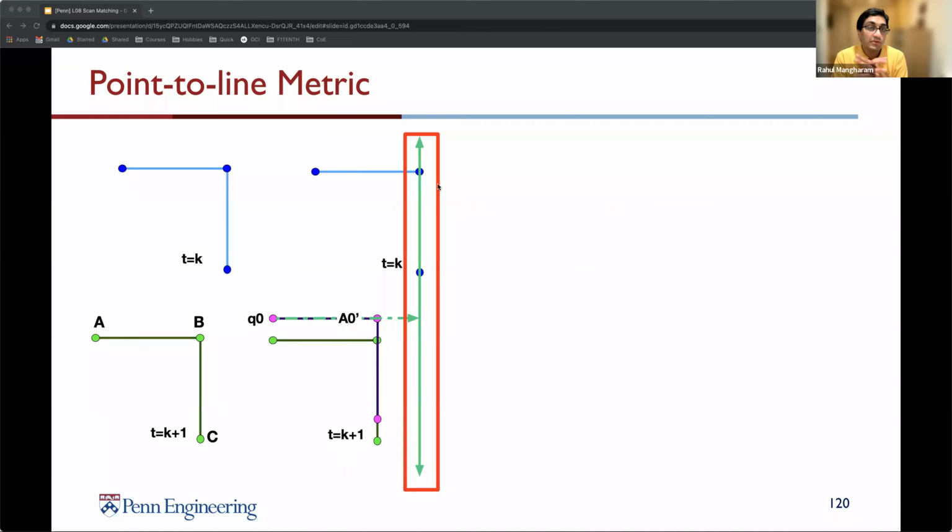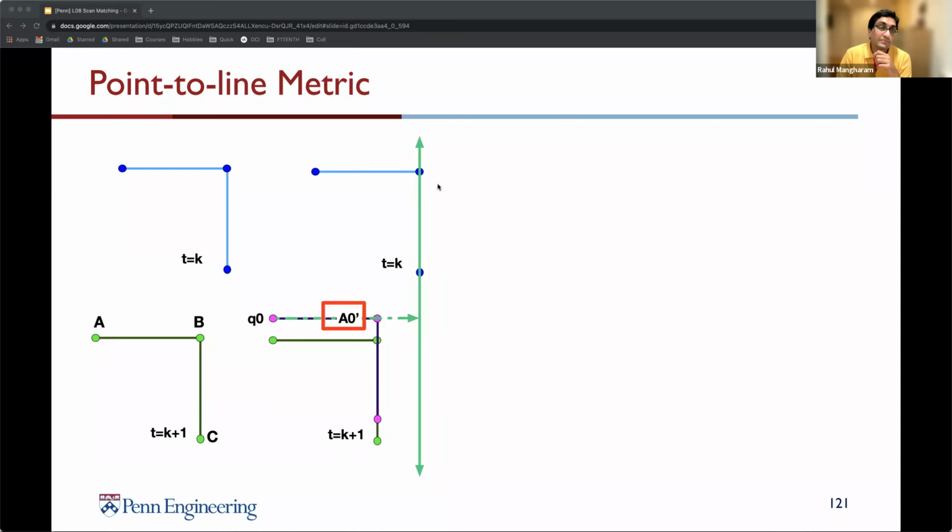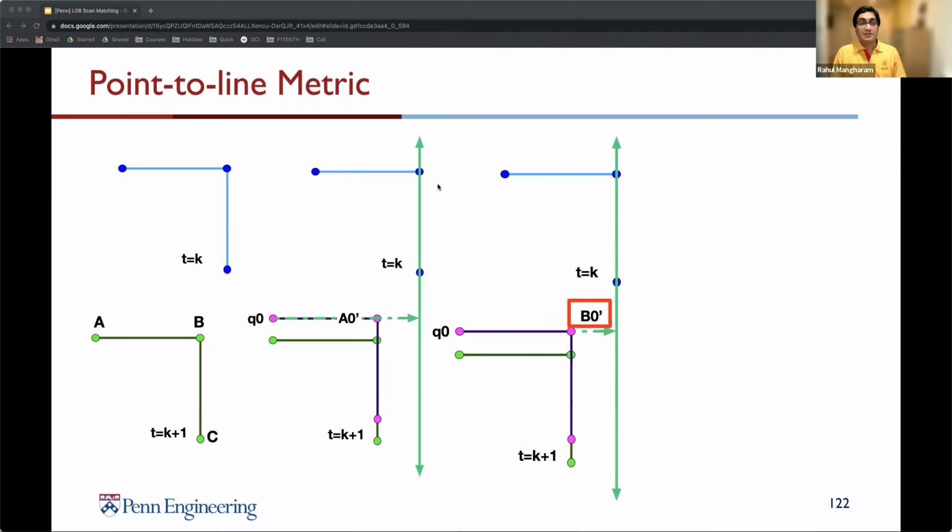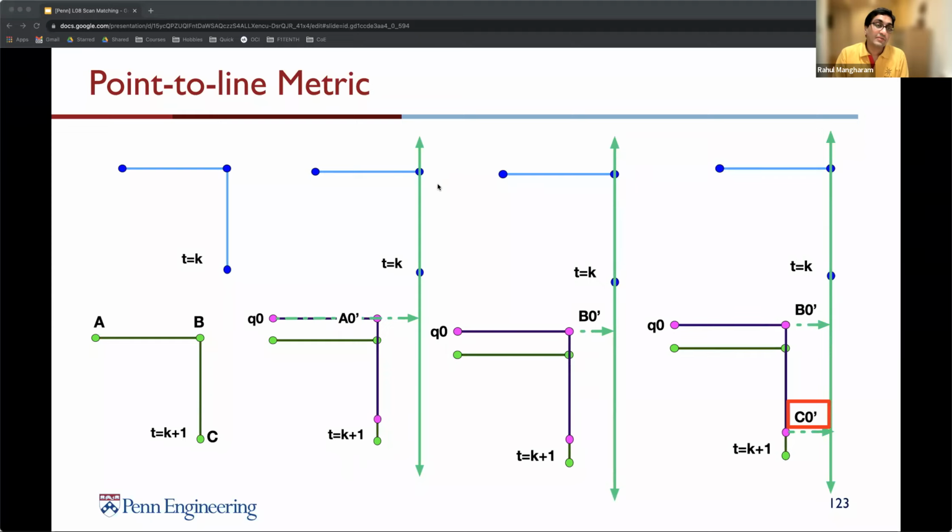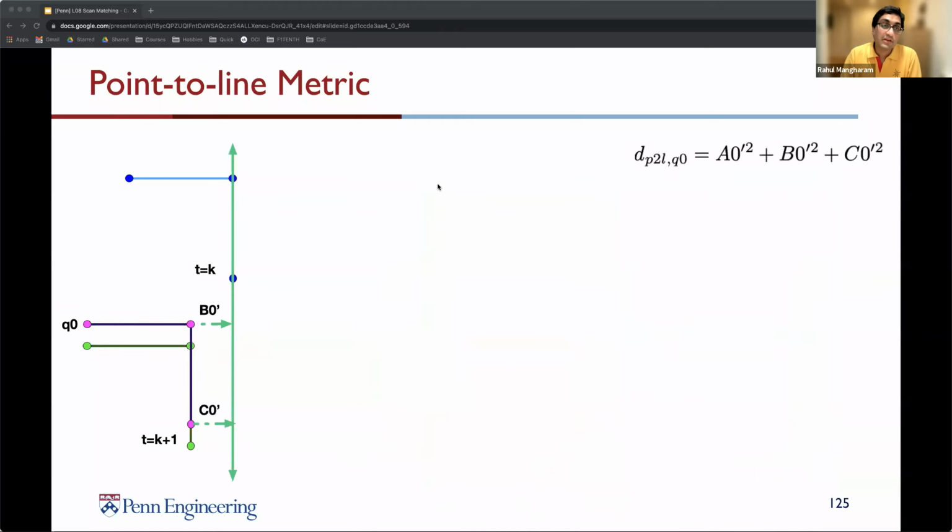Now let's compare the scores of the same transforms Q0, Q1, and Q2, but using the point-to-line metric. For Q0, the point A is projected onto the nearest line, resulting in the distance A0 prime. Similarly, the distance from point B to the nearest line under the transformation Q0 is B0 prime. And for the point C, the distance is C0 prime. The score of Q0 under the point-to-line metric will be A0 prime squared plus B0 prime squared plus C0 prime squared.